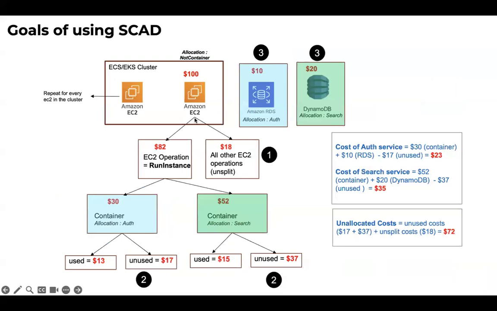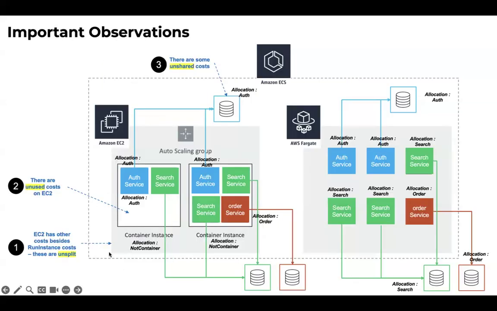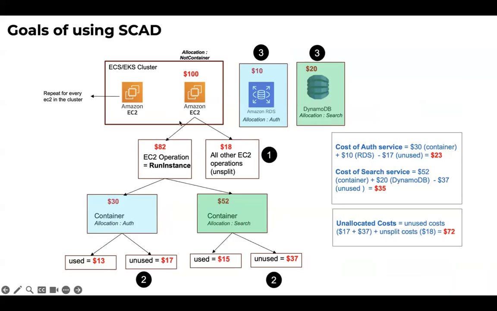Now let's take that left-hand side EC2 instance. Let's take this one EC2 instance. It's running the auth and the search, and look at some cost information. Okay, so let's assume that EC2 instance is tagged allocation: not container as before, and let's assume the cost is $100. Now, as we said, it's doing both run instance operations where it's actually running the containers, and also there's some non-run instance costs like data transfers. Let's assume that cost is $18, right?